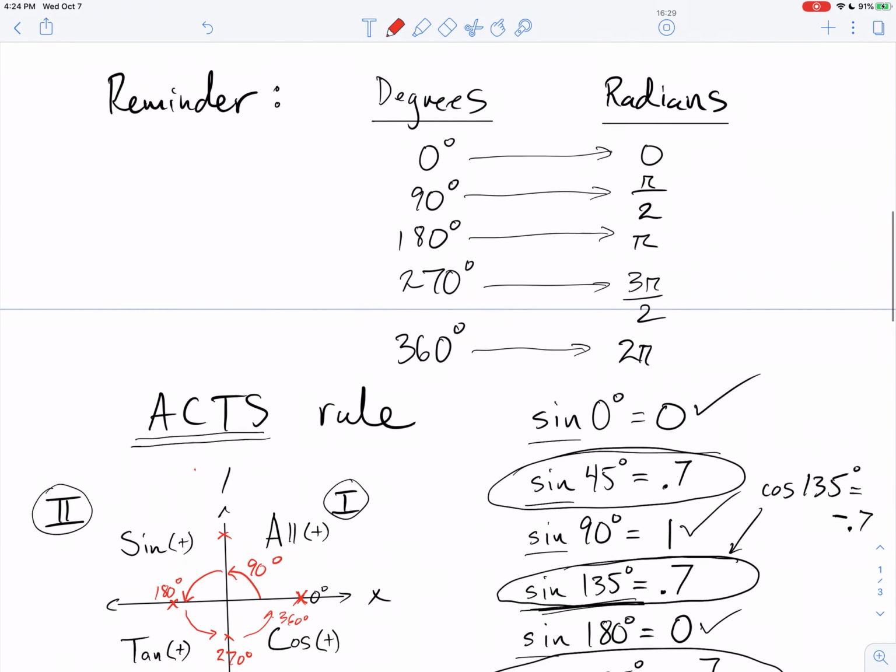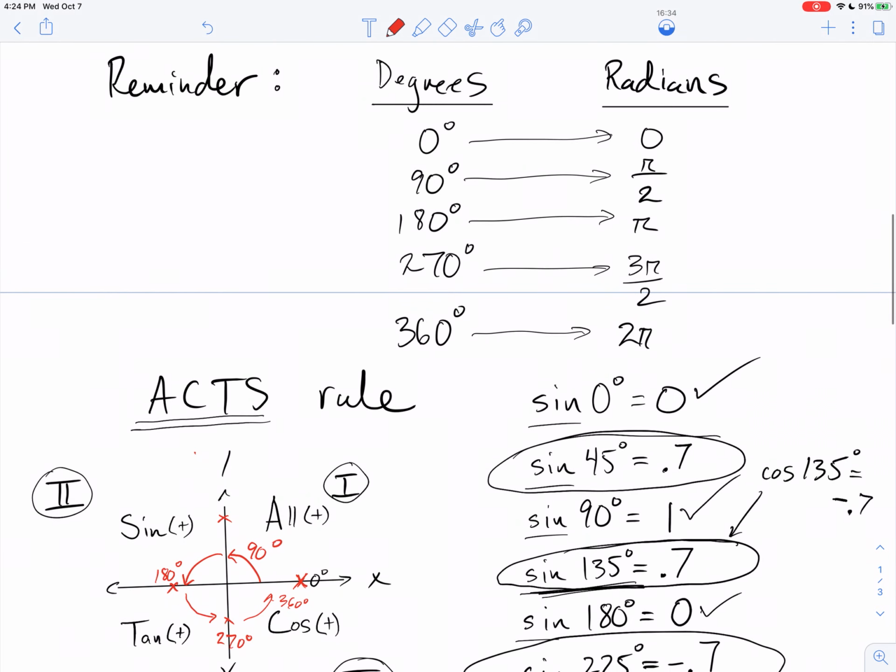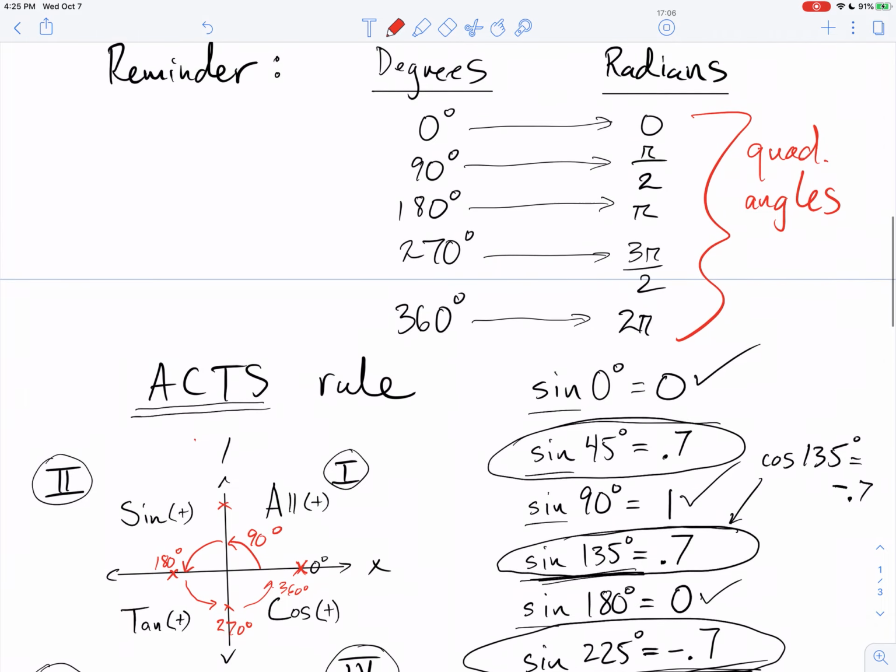Not all angles are quadrantal, but the ones that are, well, 0 degrees, 90, 180, 270, 360. Remember, these also have radian equivalents. So sometimes in the book, they'll make us work in radians. Sometimes they'll make us work in degrees. So all of these guys here are the radian version of quadrantal angles. I ran out of room.